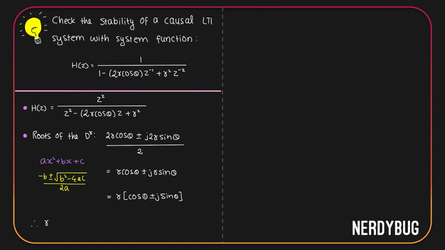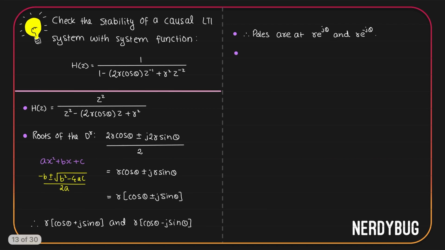Therefore, the two roots are r multiplied by cos theta plus j sin theta and r multiplied by cos theta minus j sin theta. So these two will be where the poles are. Cos theta plus j sin theta can be written as e raised to j theta. Cos theta minus j sin theta can be written as e raised to minus j theta. So we can say the poles are at r e raised to j theta and r e raised to minus j theta. We need the magnitude of the poles.